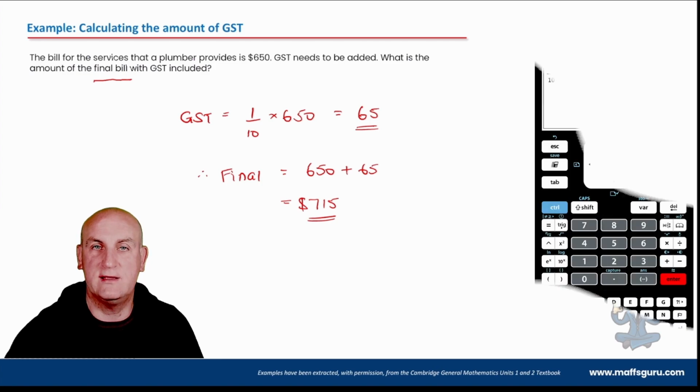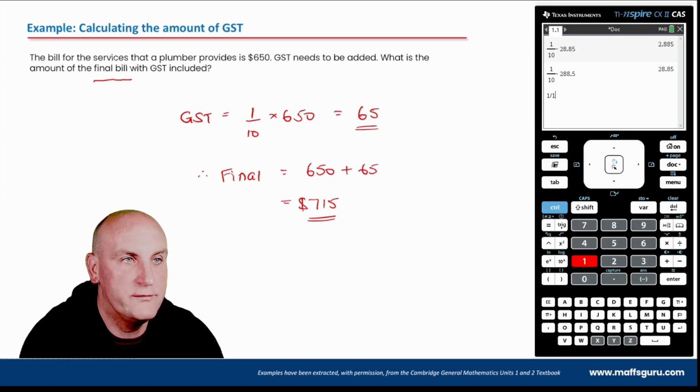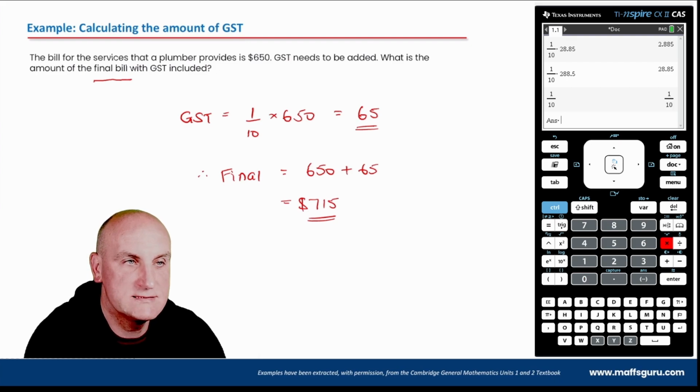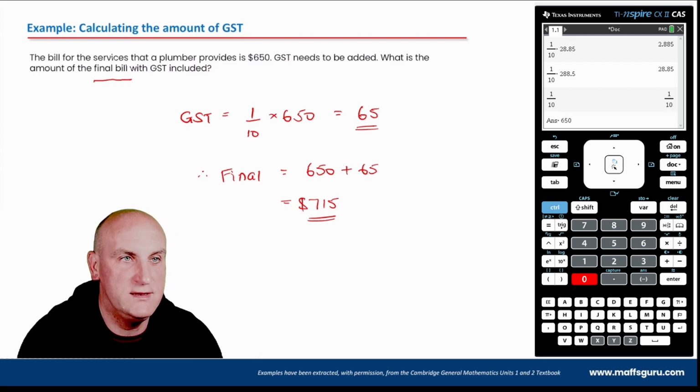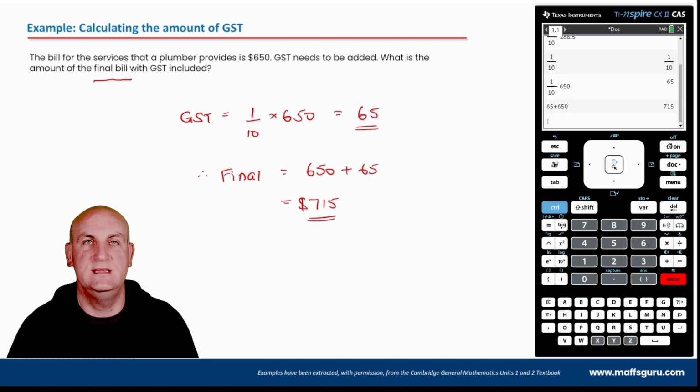Again, just going to use my calculator to check. So what am I going to do? 1 on 10, enter. Let's times that by, what was it, 650. It entered, there's my 65, added on to 650, it gives me 715.